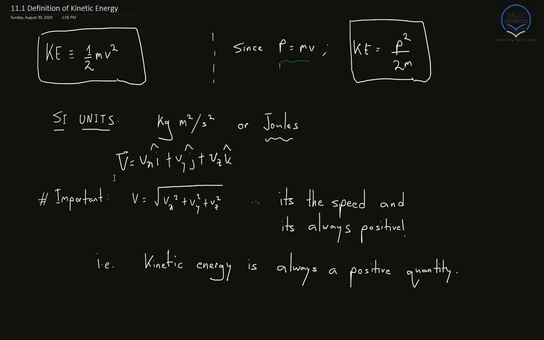Now there's an important point to be made here: in defining a quantity like this, half mv square, it's clear that this is always a positive quantity. v square is the magnitude of the velocity vector, also called the speed, so the square of the speed. In other words, if you have a velocity vector of the particle given by vx i hat plus vy j hat plus vz k hat, the v square would simply be vx square plus vy square plus vz square. So kinetic energy is always positive.